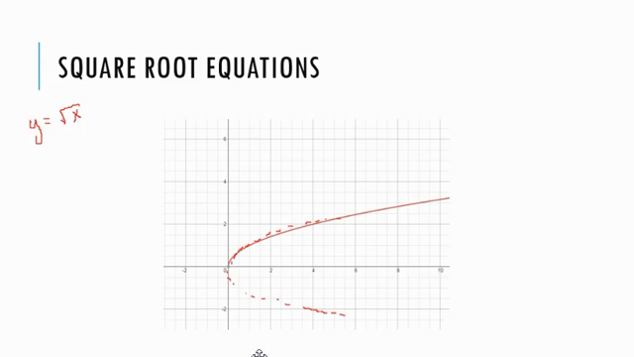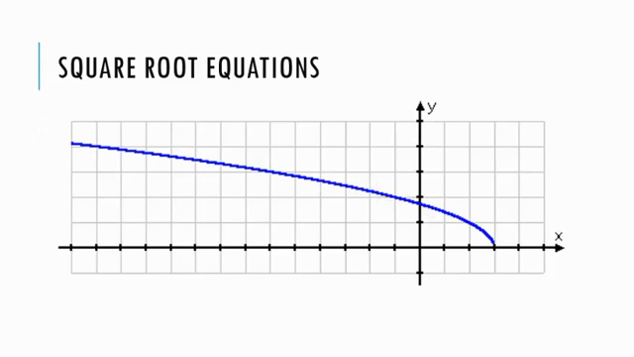So if you think about the inverse of this function, it is y equals x squared, which would look like this. Okay, that's just a little more information for you, but whenever you're solving square root equations, know that this is the common shape of the parent function. And so that shape will be altered depending on what's done to the parent function.